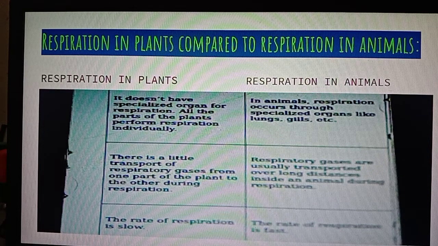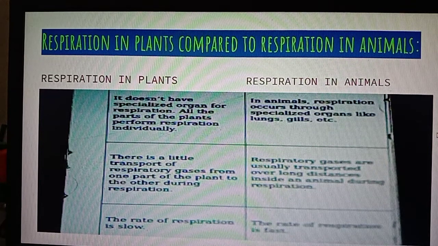सो रेस्पिरेशन प्लांट्स में क्या होता है, कोई स्पेशलाइज्ड ऑर्गन नहीं होता है. एनिमल्स में स्पेशलाइज्ड ऑर्गन्स होते हैं लाइक लंग्स, गिल्स एक्सेट्रा. And in plants, little transport of gas takes place from one part to another, whereas in animals gases are transported usually over long distance. And in plants, the rate of respiration is slow. In animals, the rate of respiration is fast.